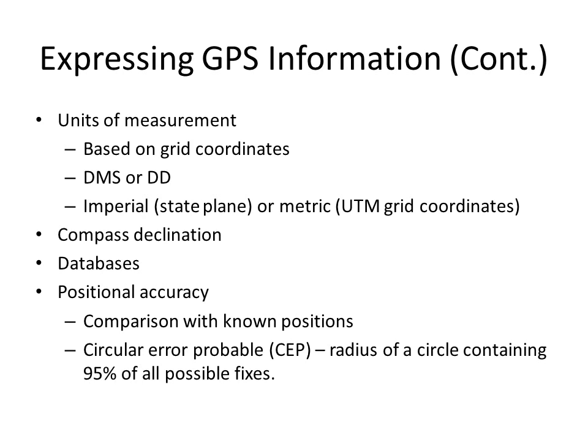Units of measurement include grid coordinates, degrees, minutes, and seconds, or digital degrees. Imperial state plane or metric UTM grid coordinates are also included. Compass declination may be used, relation to databases, and positional accuracy, comparison with known positions, is possible.